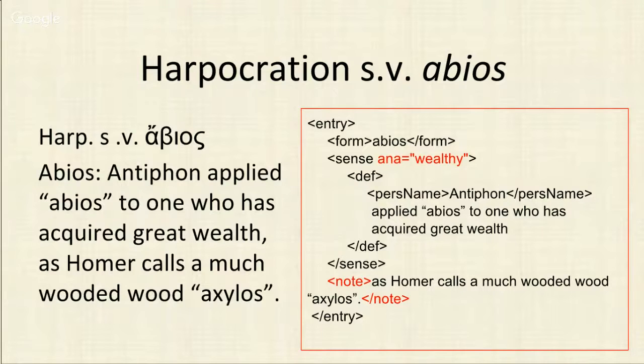The only thing we can do here, or I at least see that, is to declare the personal name antiphon. And then what we lose is actually the connection between the word axilos and the word abios, because everything is put in a very, very crude element as a note, as Homer calls a much-wooded wood axilos, but we don't create here a very concrete reference between the two informations.